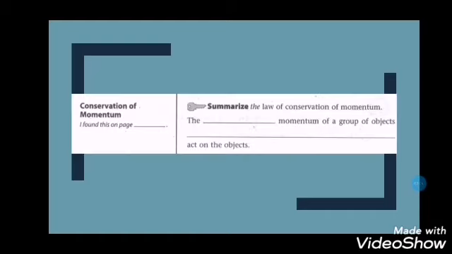Summarize the law of conservation of momentum. The answer is on page 74. So, the total momentum of a group of objects stays the same unless outside forces act on the objects.